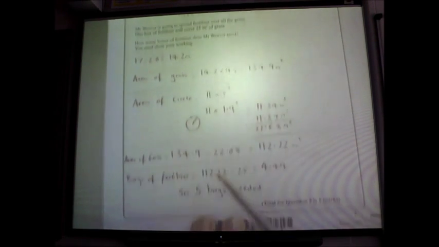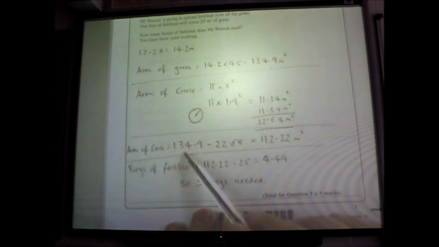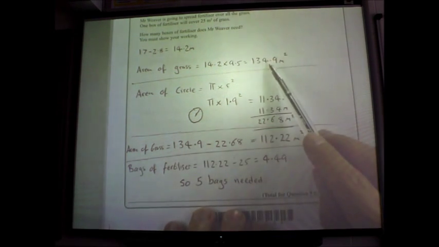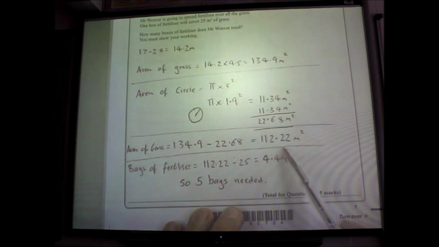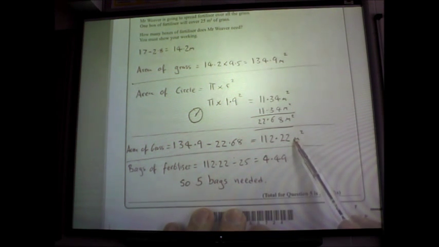So the area of grass is your area we had previously up here, and you need to take away the 22.68, which gives you 112.22 meters squared. That's 4 marks.